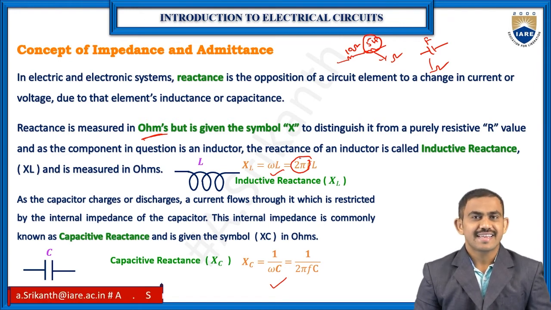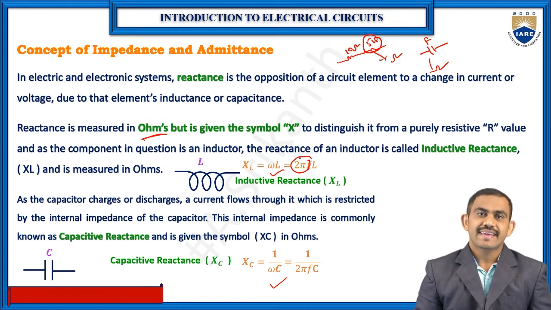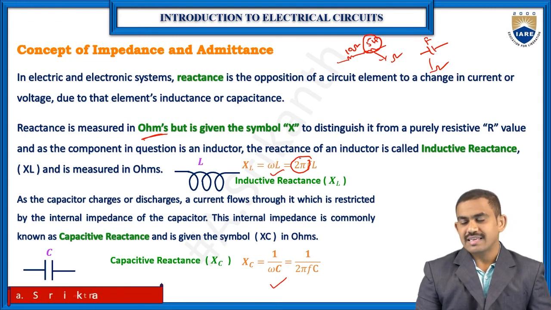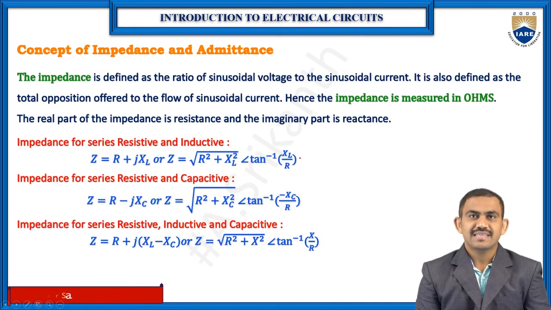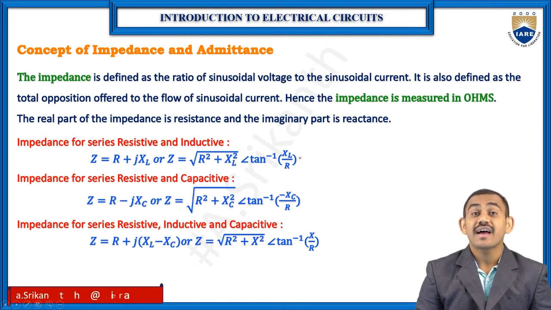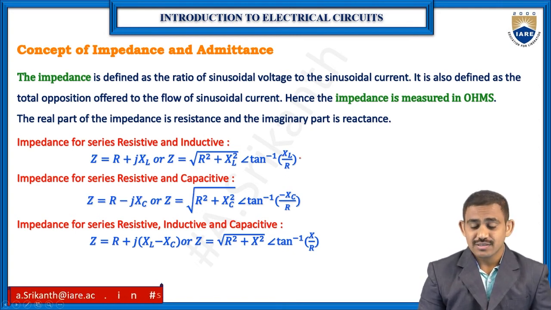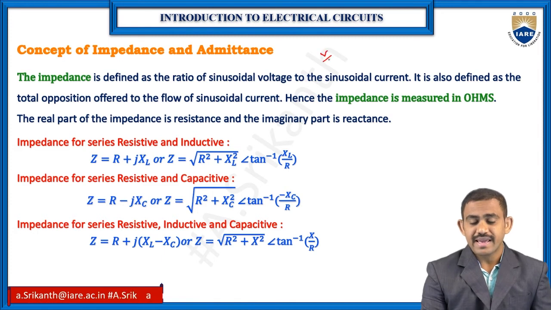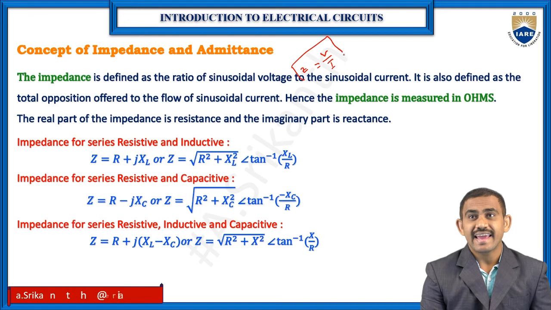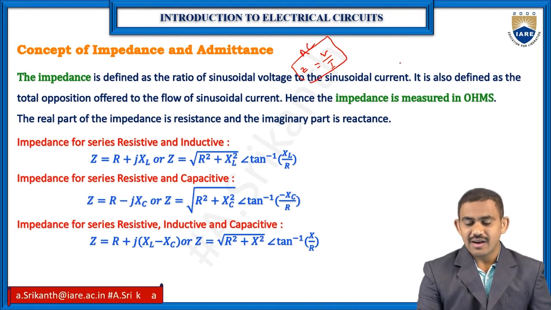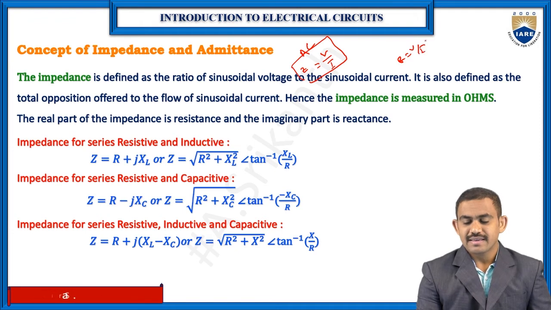Okay, this is about reactance, inductive reactance as well as capacitive reactance. Now moving to impedance. Impedance is the ratio of sinusoidal voltage to sinusoidal current, so the ratio of V by I. That is your impedance in AC. In DC we have R equal to V by I.